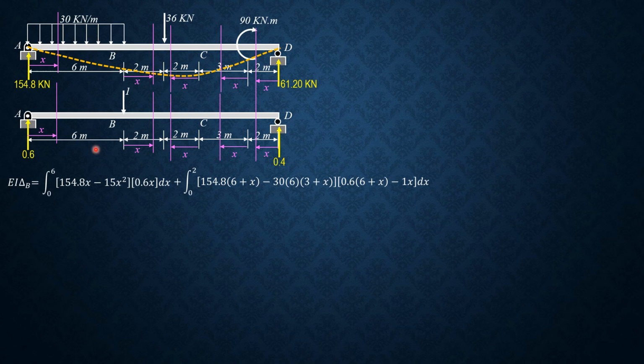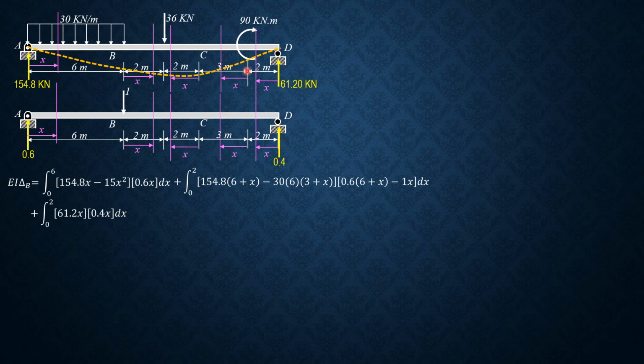Then for the virtual forces, 0.6 of 6 plus x minus 1 times x, dx. Next, in this section here, we have integral 0 to 2 of 61.2x for the big M, and for the small m, 0.4 times x. So integral 0 to 2 of 61.2 times x, then times 0.4 times x dx.